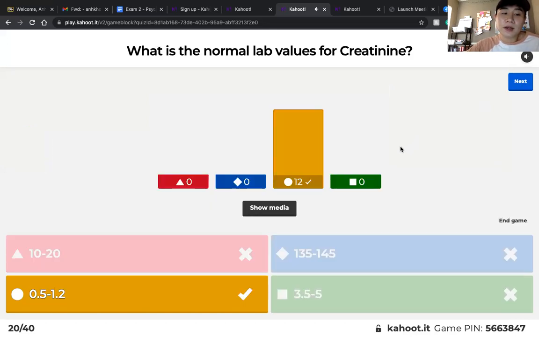All right, awesome, Sky. So 10 to 20 is BUN, 135 to 145 is sodium, 3.5 to 5 is potassium, and 0.5 to 1.2 is creatinine.